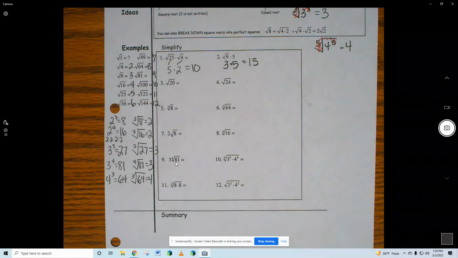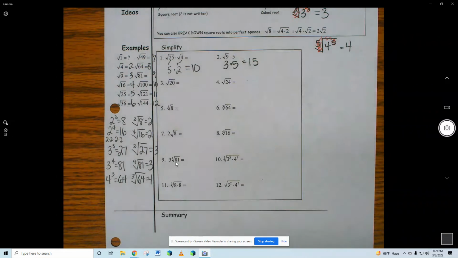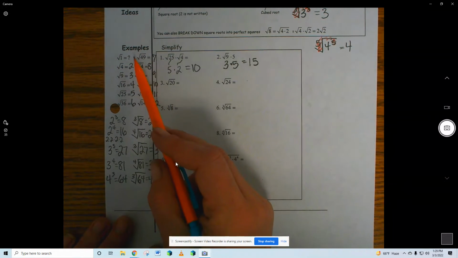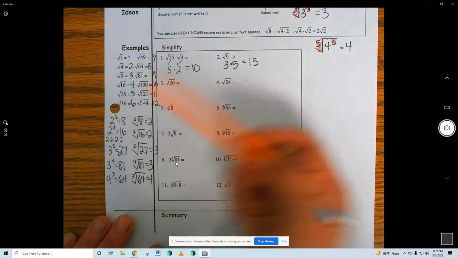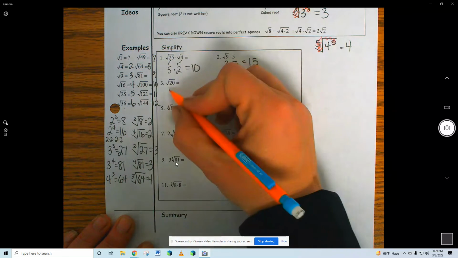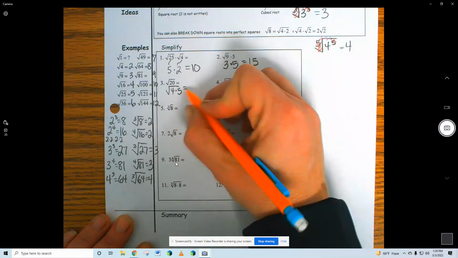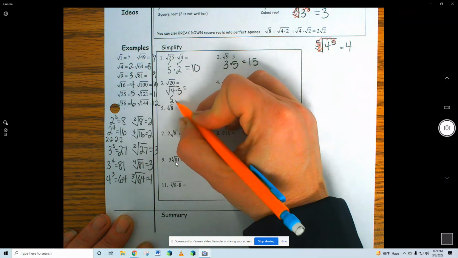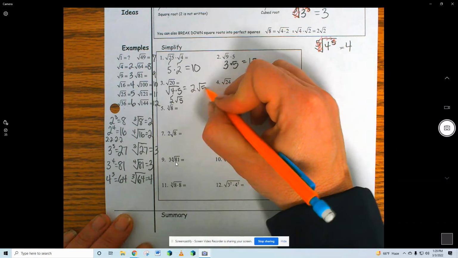Number 3, square root of 20. We did ones like this yesterday. 4 times 5. You have to pick a perfect square. The perfect squares are 4, 9, 16, 25, 36, etc. Square root of 4 times 5. The 2 comes out, but the rad 5 still stays under. 2 radical 5.